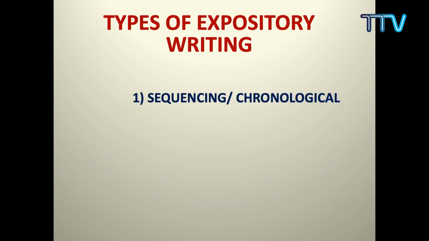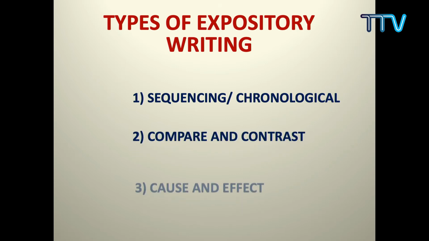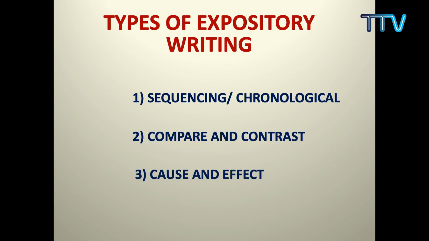Now, there are different types of expository writing. Basically, I've divided expository writing into four. The first one is sequencing, the second one is compare and contrast, the third one is cause and effect, and the last one is problem and solution. Now these are the types of expository writing.